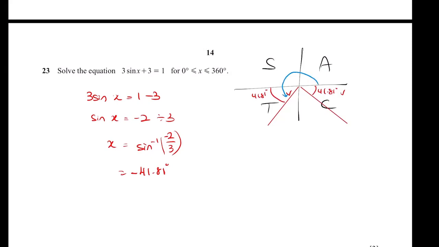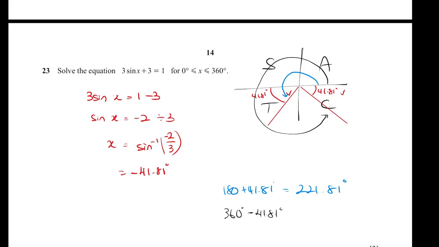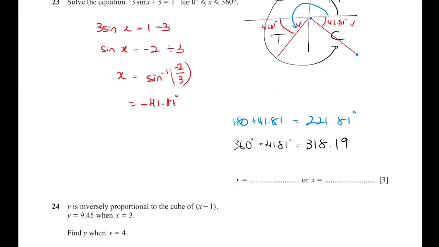Okay, so the first, blue color reading will be 180 plus 41.81, 221.81. And then the black color reading will be 360 minus 41.81, 318.19. Okay, so these are your answers.